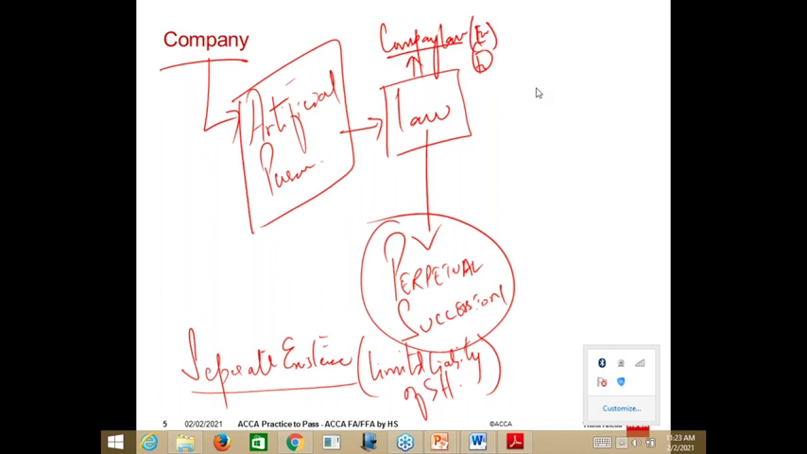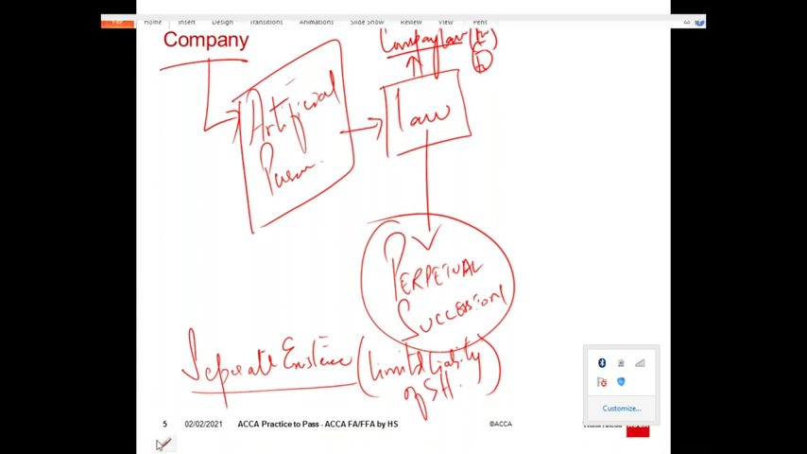Which point you want me to repeat? The last point that I have said is the liability of the shareholders of the company is limited. In the company, we must say the liability is limited to the extent of the amount that you have invested in the business.